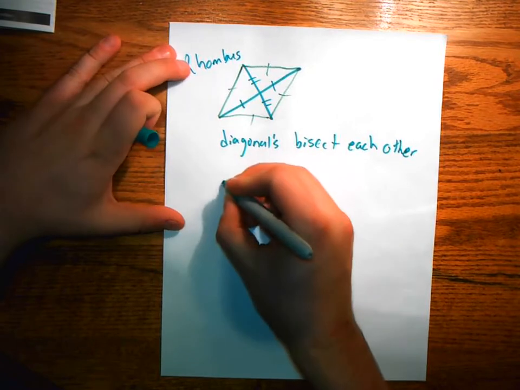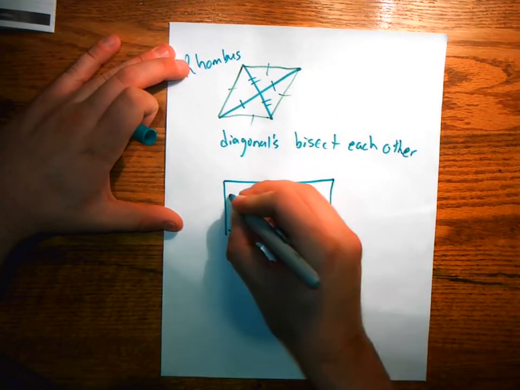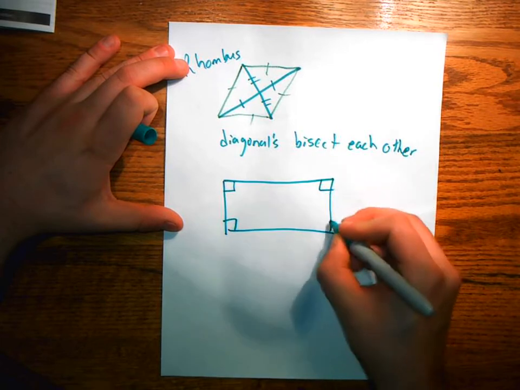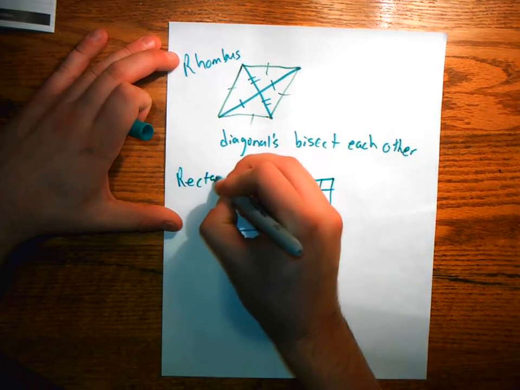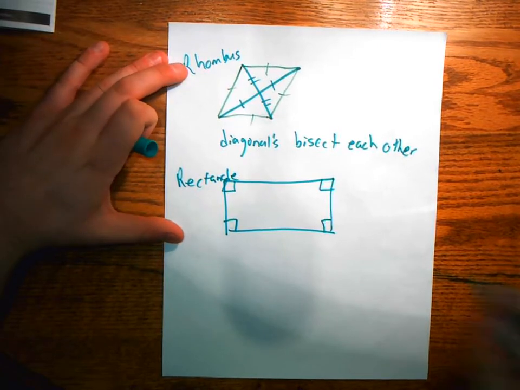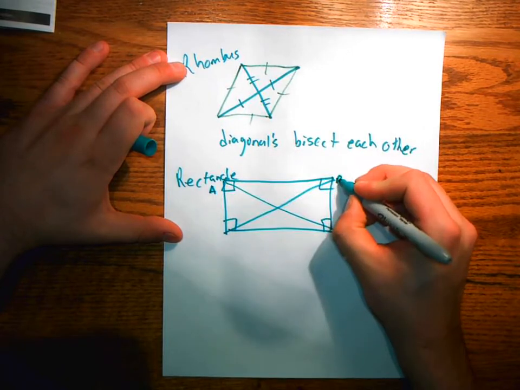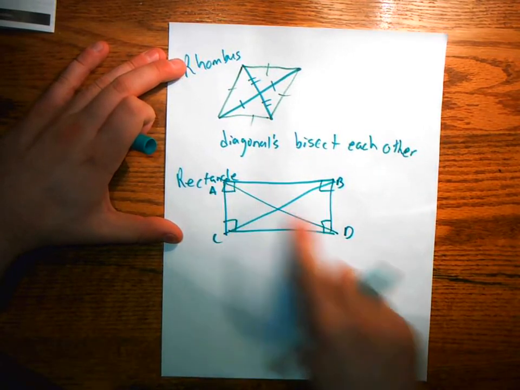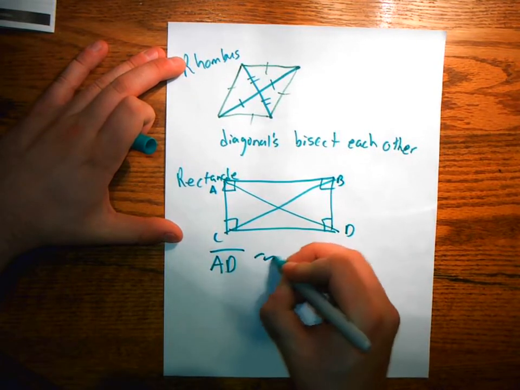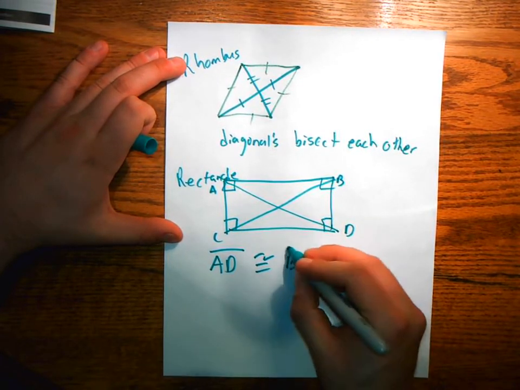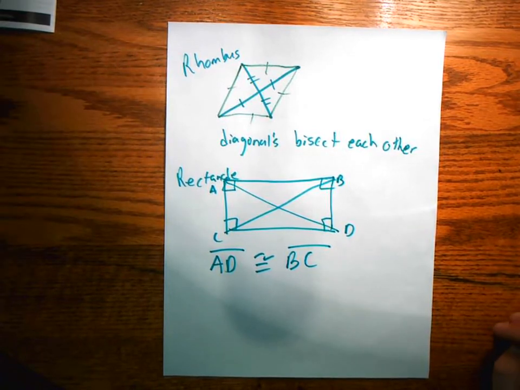Now with a rectangle, it's a little bit different. It has four right angles, and with a rectangle, the diagonals are the ones that are congruent to each other. So if this is A, B, C, D, the diagonal AD is congruent to the diagonal BC. Those two are the exact same length. They also bisect each other just like a parallelogram does, but a little bit extra to make it a more special parallelogram is that the two diagonals are congruent to each other.